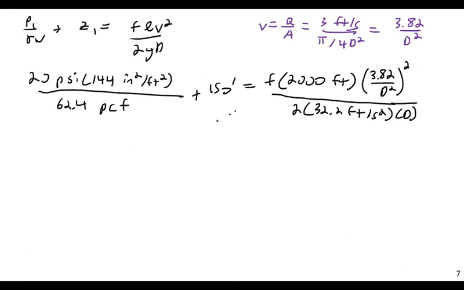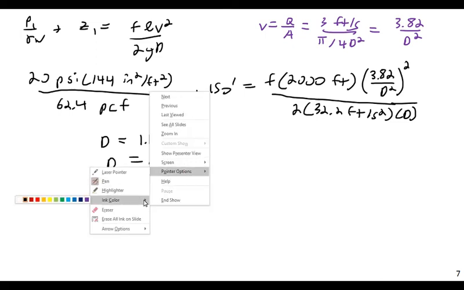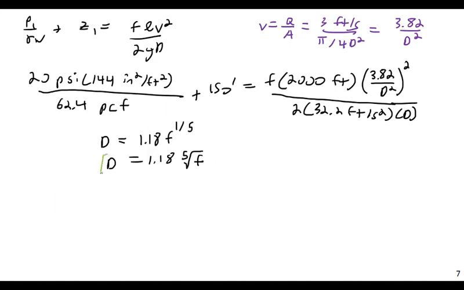So if you multiply all this together and solve for diameter d, you will get the very interesting equation that d is equal to 1.18 times the friction factor to the 1/5 power. Or if you prefer root notation, this is 1.18 times the 5th root of the friction factor. Isn't that lovely? It's kind of ugly, but it's really not so bad. The basic idea is that we're trying to collapse all of our equations into something very easy to iterate as we go through our loops.